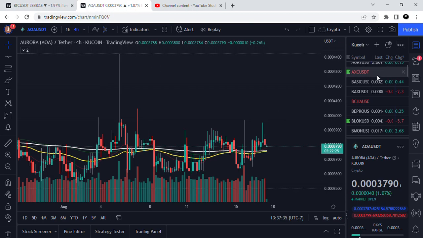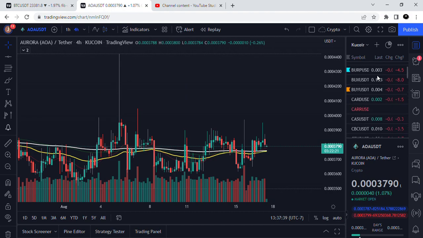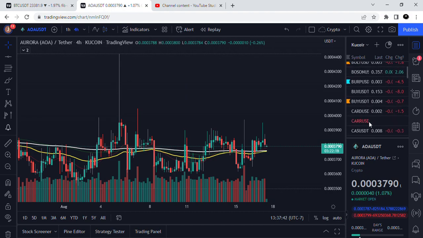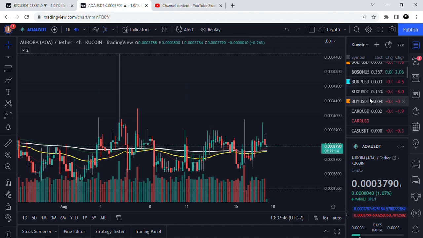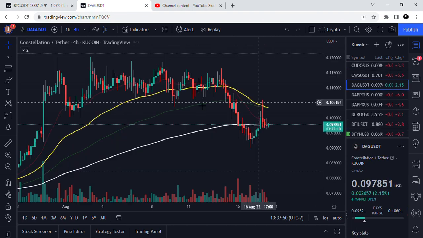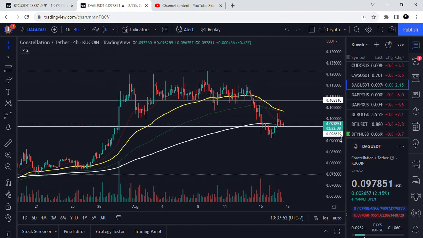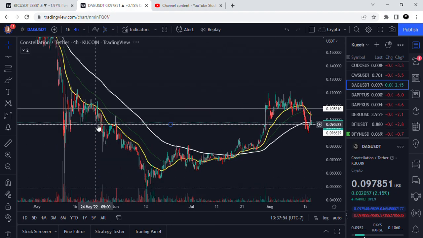All right, continuing to look for KuCoin gem picks. I'm just scanning through. I know about a few of these. I'm not interested in that, and I don't know what that is. So there are a few that I'm familiar with that I'm not into. This one, this might be good. Let's see what's happening here. All right, this is cool.